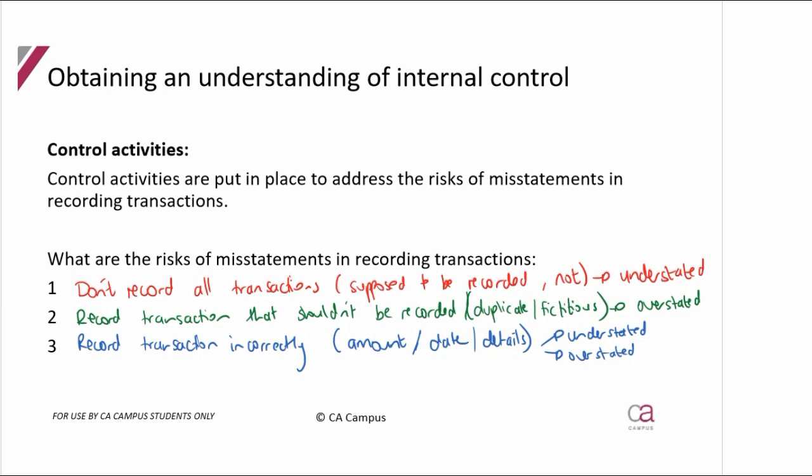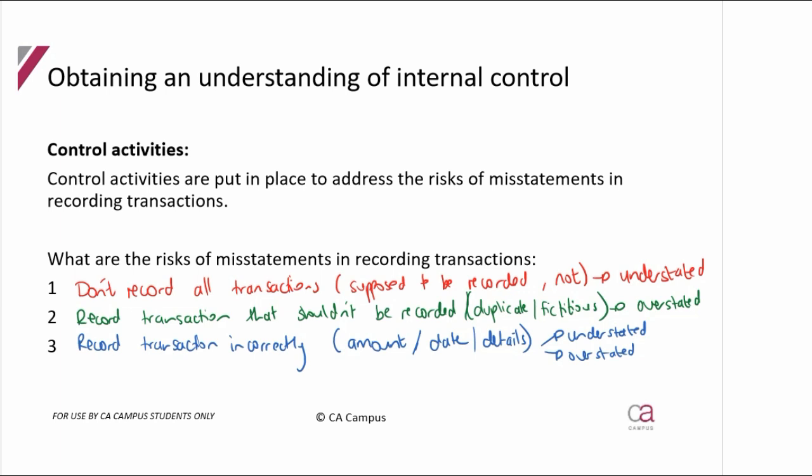Or date, and if the date is in different financial periods, then in the correct financial period, if it's not recorded, it's understated, and in the next financial period, it's overstated. So this is how transactions can be misstated, and therefore they need to have controls to address all of these risks. And if they have controls that address all of these risks and they are all present in the information system when recording a transaction, there shouldn't be misstatements.